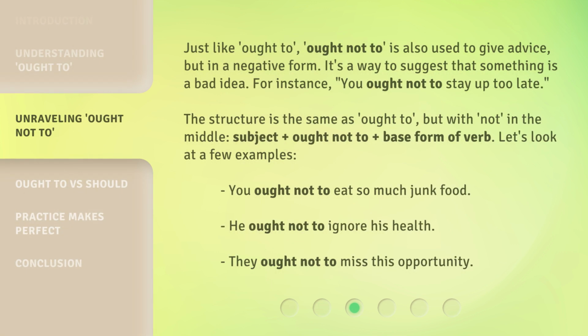Just like ought to, ought not to is also used to give advice, but in a negative form. It's a way to suggest that something is a bad idea. For instance, you ought not to stay up too late. The structure is the same as ought to, but with not in the middle. Subject plus ought not to plus base form of verb.